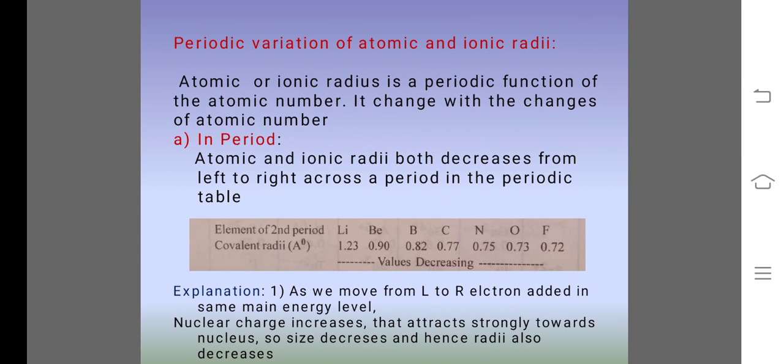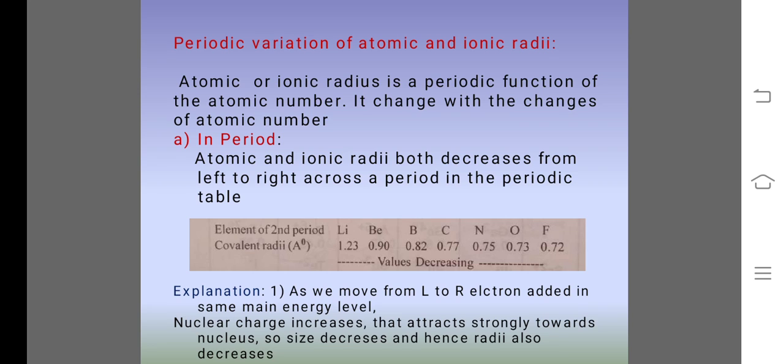Here we will see the periodic variation of atomic and ionic radii. Atomic or ionic radius is a periodic function of the atomic number. It changes with the change of atomic number. In a period, atomic and ionic radii both decrease from left to right across a period in the periodic table.